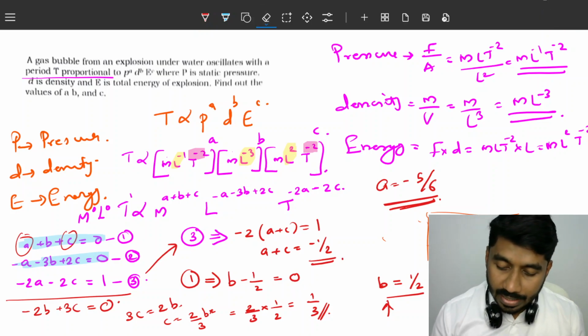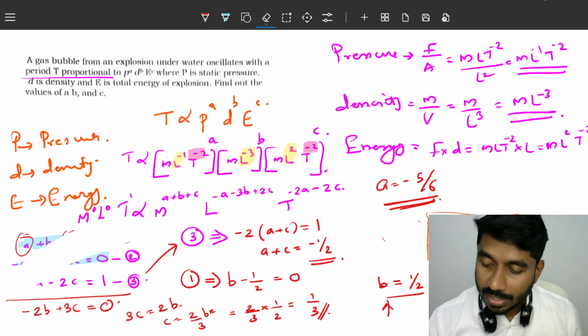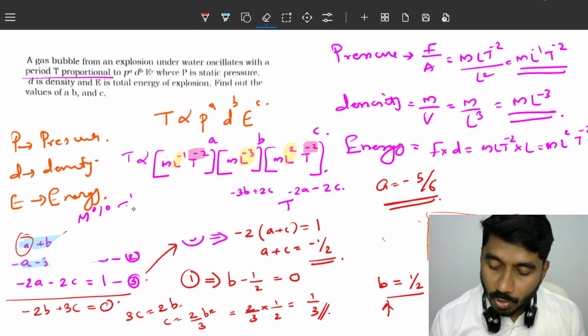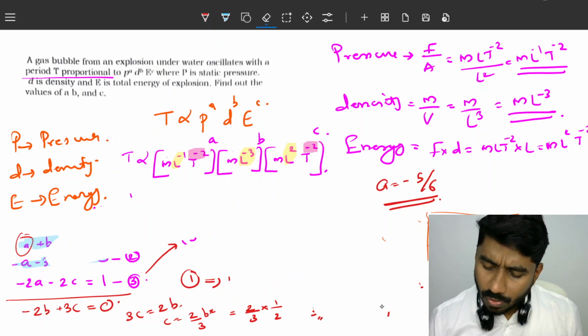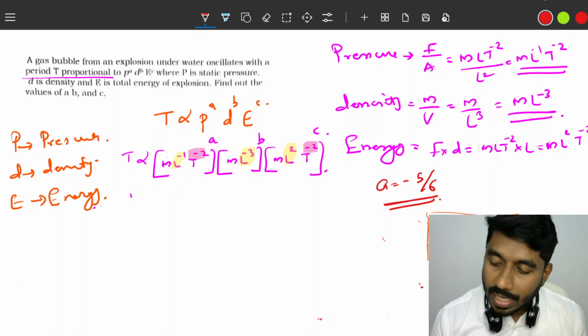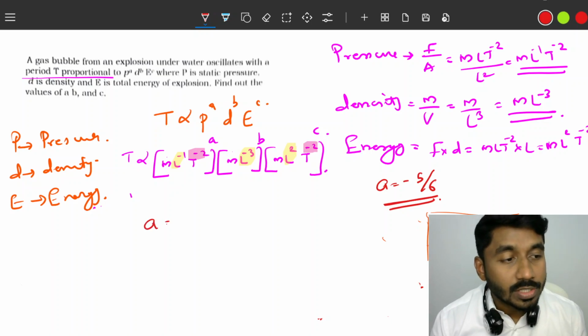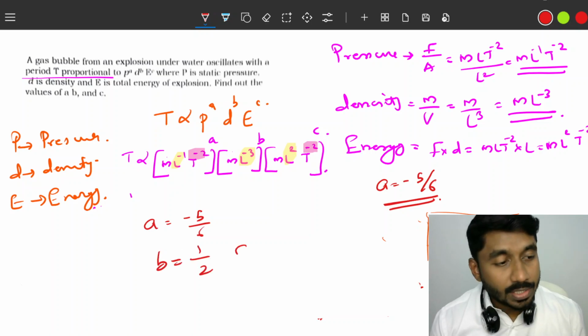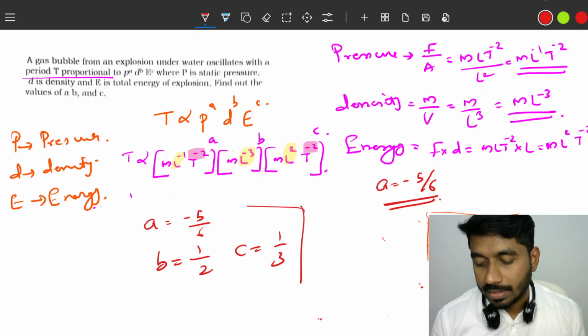Now I am just clearing some steps here. Before that, you can take the screenshot. Everyone take the screenshot. Now I am just clearing this portion here. Now nothing, we only have to substitute. Actually we found the values of A, B, C. What are the answers? A equal to minus 5 by 6, B equal to 1 by 2, C equal to 1 by 3. This is the final answer.